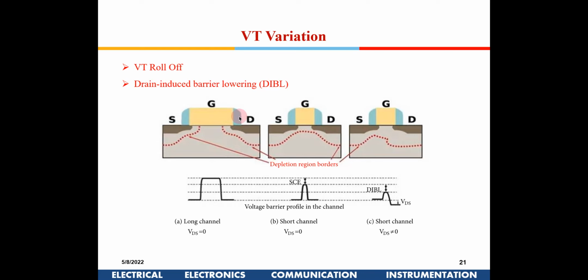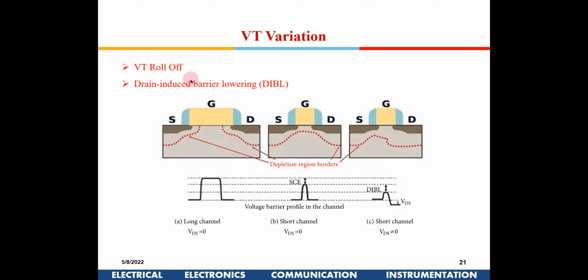Similarly, you could have a drain-induced barrier lowering, because now we are giving a positive voltage to the drain, and the substrate is P type which is ground. So this is the reverse bias junction. That also increases the depletion layer. So in both of these, VT roll-off is just because we are getting close to each other, and drain-induced barrier lowering is because of the higher potential given to the drain.